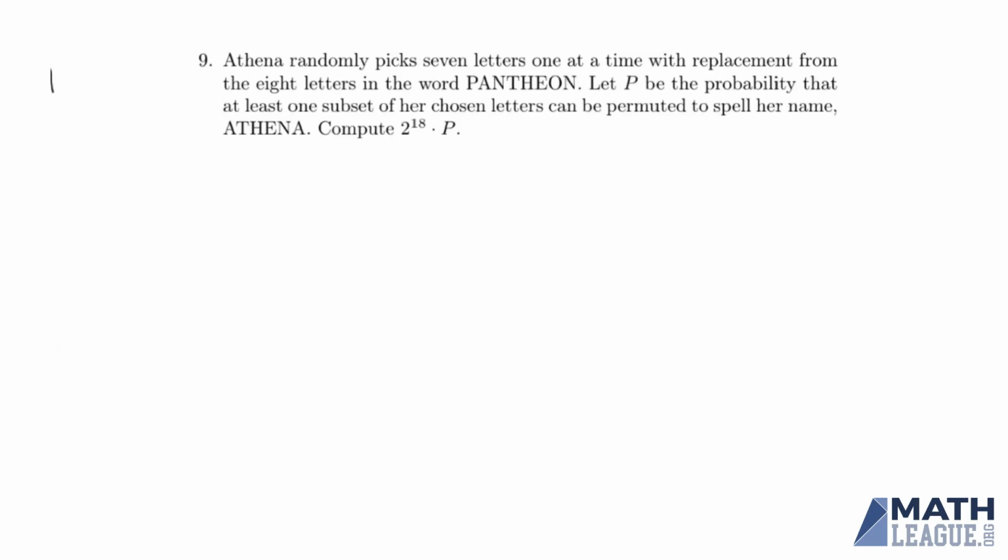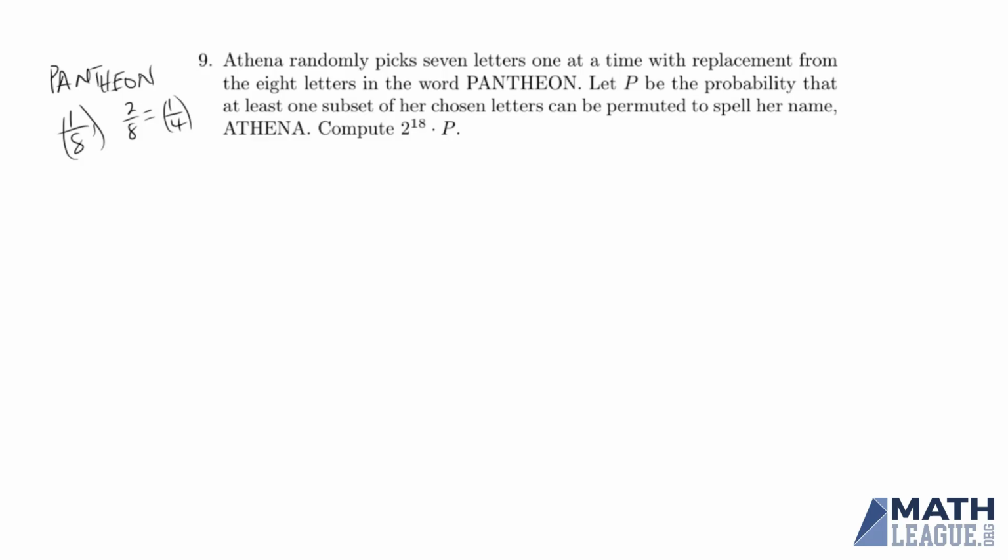Now notice that this is the word P-A-N-T-H-E-O-N. The letters in this word all appear once, with the exception of what? N. So the probability of each letter appearing will be 1 on 8. However, N appears twice, so its probability will be 2 on 8, and that is equal to 1 on 4. Now take note of this because we are going to use this in our calculation.